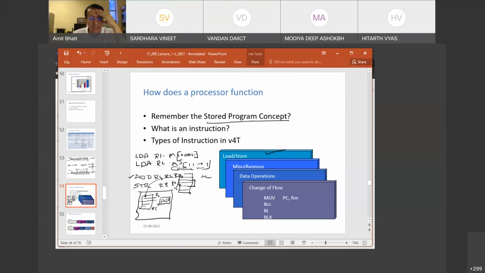And after doing this store, then you will have some kind of another instruction that increments this by one, increments this by one, so that you go to the next element of the array and so on and so forth.